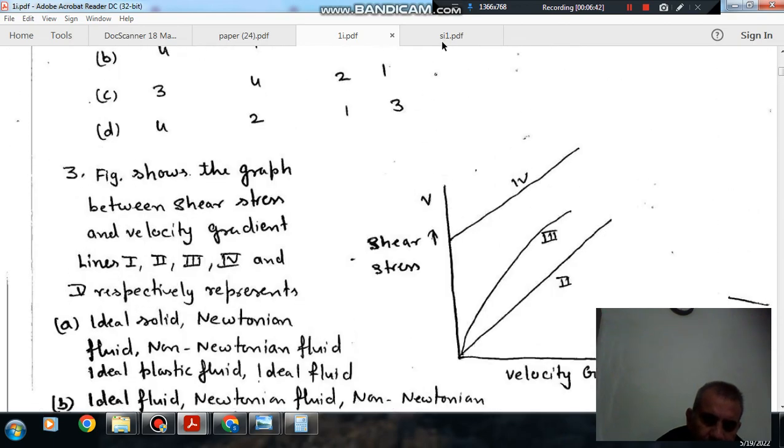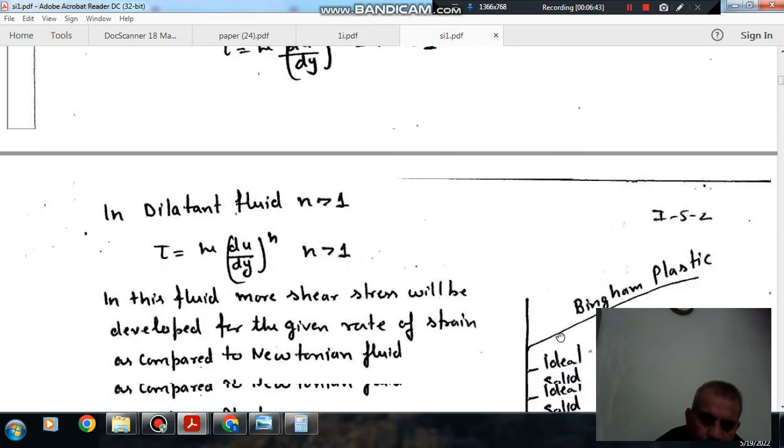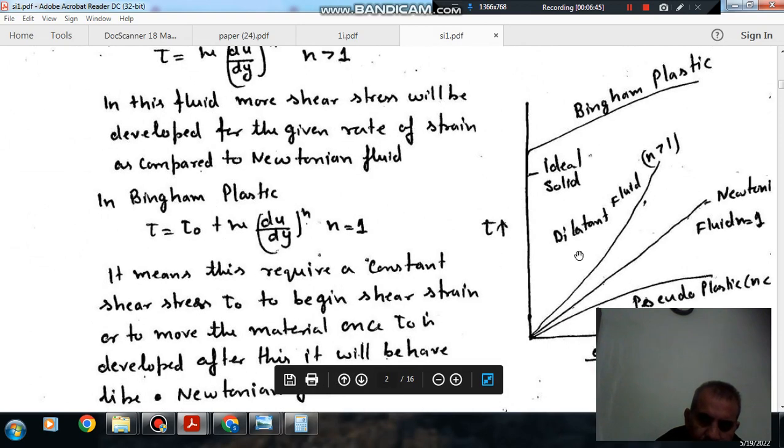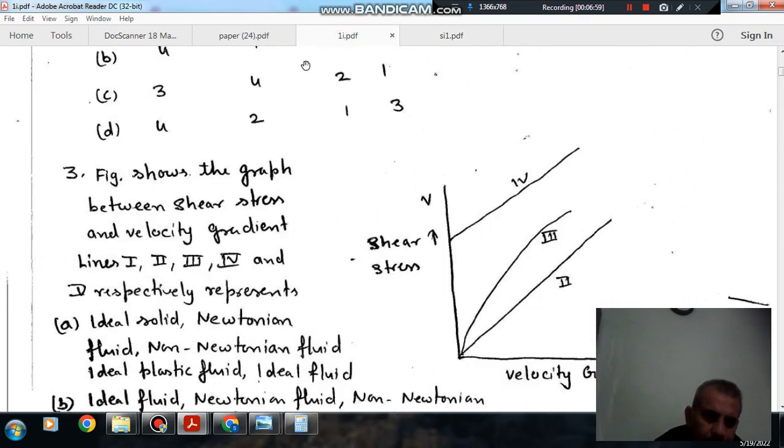So this is your ideal solid. This is Bingham plastic. This is ideal fluid. This is Newtonian fluid. This is Rheo plastic. This is ideal fluid, and these are the non-Newtonian fluids. So the answer is option B.